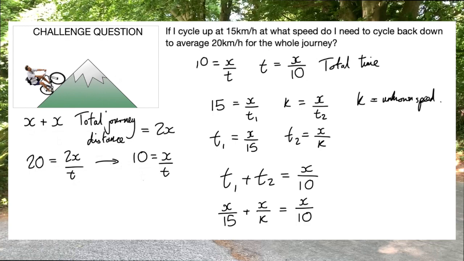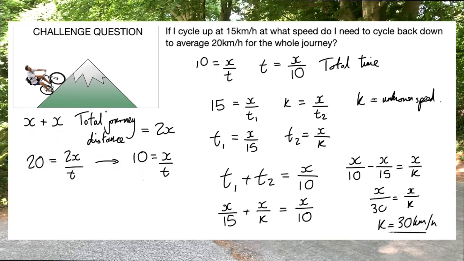x over 10. So the calculation I need to do is x over 10 subtract x over 15, and that gives me x over k. In this case, x over 10 minus x over 15 gives me x over 30. Therefore, my unknown speed is 30 kilometers per hour. So in answer to this question up here, if I cycle up at 15, I've got to cycle back down at 30.